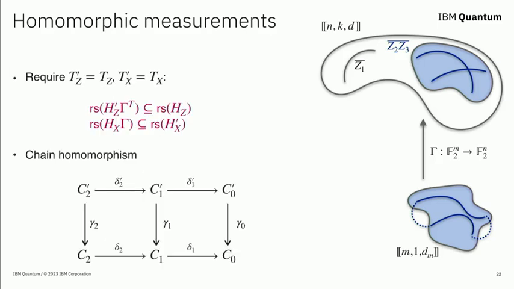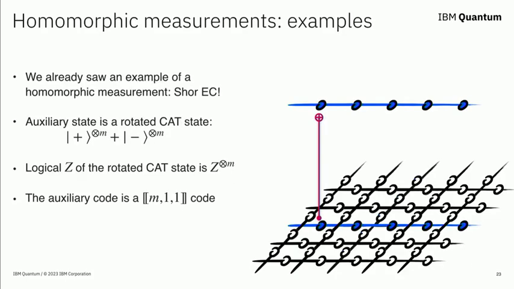And why we call them homomorphic measurements is that when you go through this mapping, it results in a chain homomorphism between the chain complex that defines the data block and the chain complex that defines the auxiliary block. Okay, so maybe if the last few slides were a little confusing, maybe I can summarize all this with a few examples. Okay, so the first basic example is one we've already seen, and that is Shor error correction.